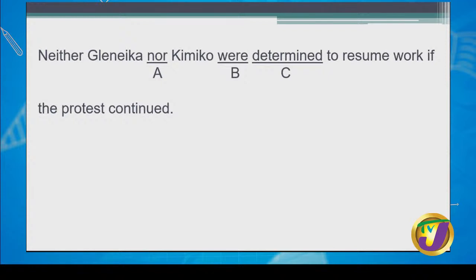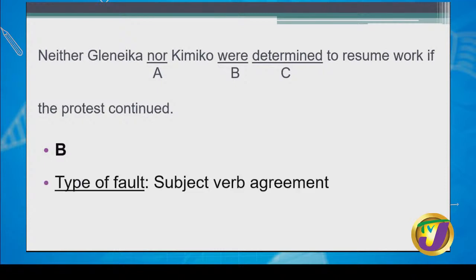All right, so let's find out. The error lies with B, the use of were. And we're not supposed to use were when we have two singular subjects joined by the word nor, because the one closer to the verb controls the verb, and closer to the verb is a singular subject. So what you should have is: neither Glenica nor Kimiko was determined.